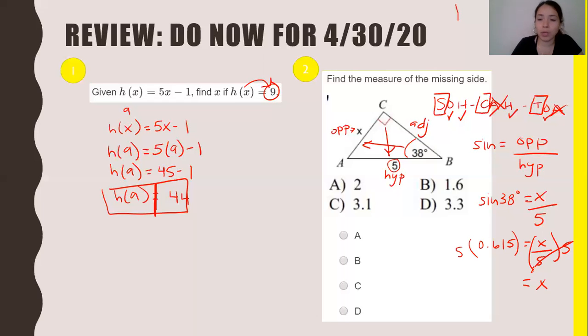Okay, I have an answer, so I'm gonna go ahead and write it. You guys can let me know if you got something different. I got 3.075.